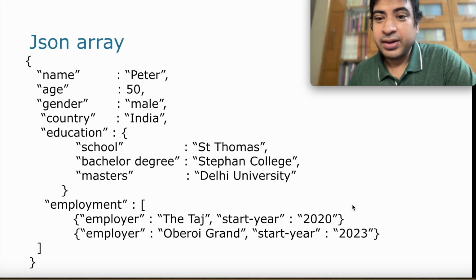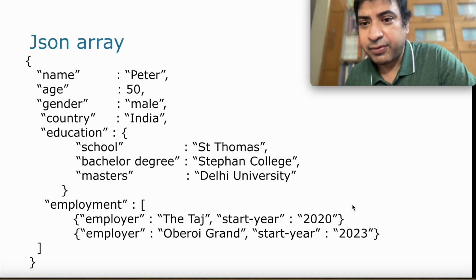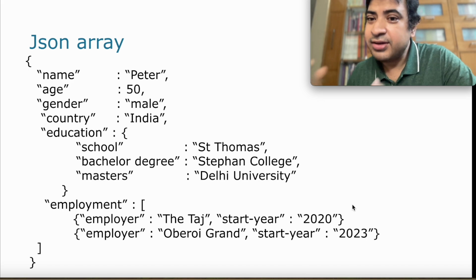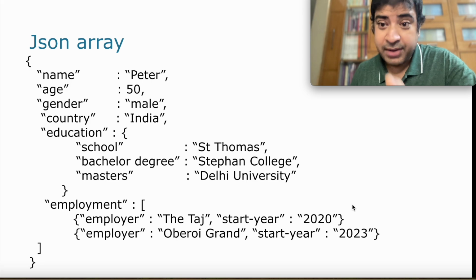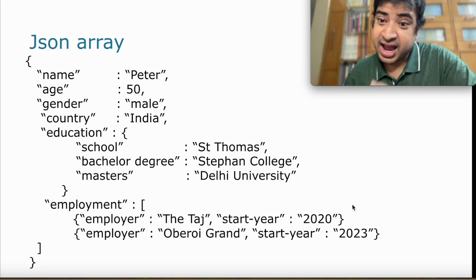So once again, JSON is a data format where the key is always a string, the value can be a string, number, or can be even a nested JSON, or can be an array of JSON.